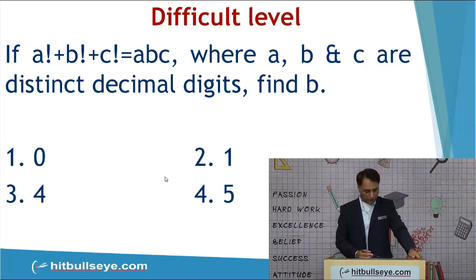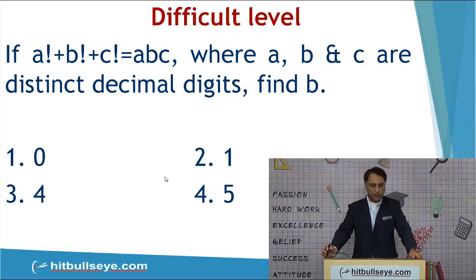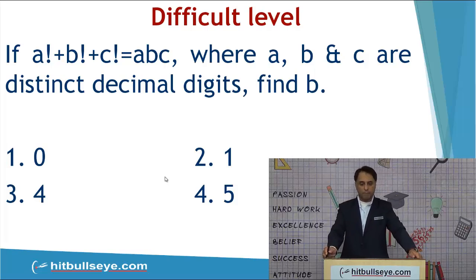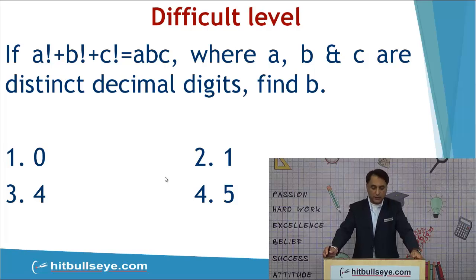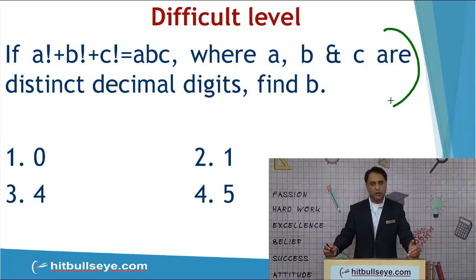If A factorial plus B factorial plus C factorial is equal to ABC, where A, B and C are distinct decimal digits, find B. The options given are 0, 1, 4 and 5. Now, I can bet on this that most of the students would have a lure to attempt this question because of the length of the question. There are just 2 lines to be read, and wherever the effort in terms of reading is less, that certainly qualifies as an attempt by the students.